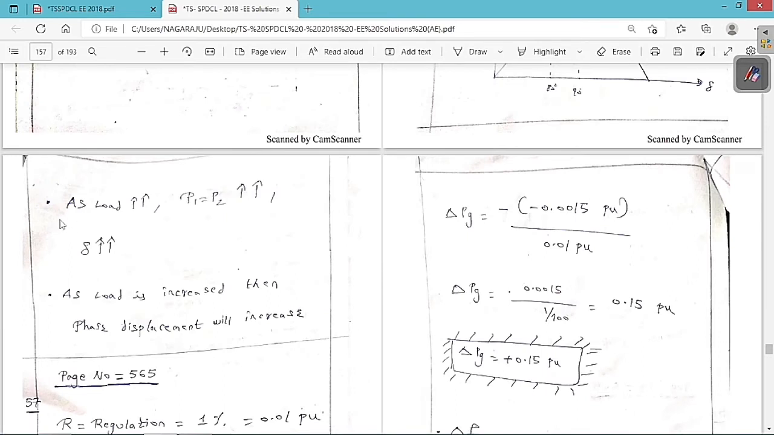So finally I can say that as the load demand increases, power P1 equal to P2 also increases, because the power sent by the generator increases. As power increases, delta also increases. Therefore we can say the phase displacement between the two voltage vectors will increase as the load is increased. So this is the conclusion of this concept.